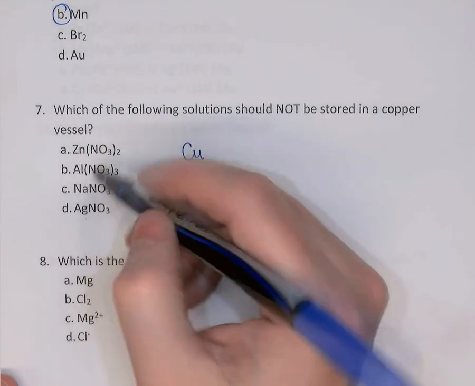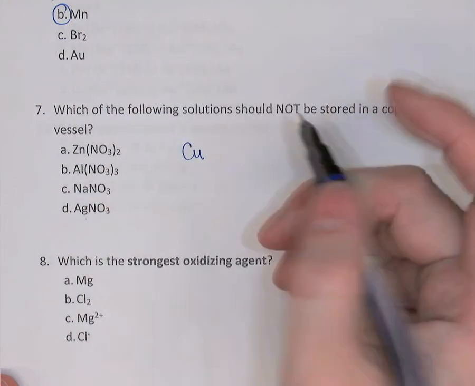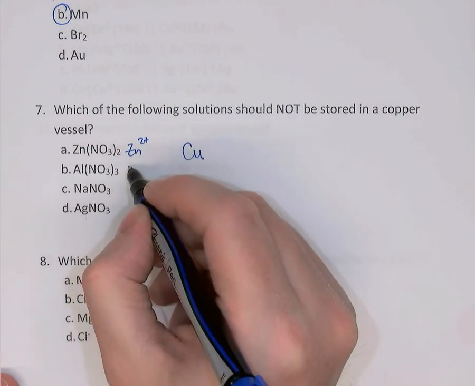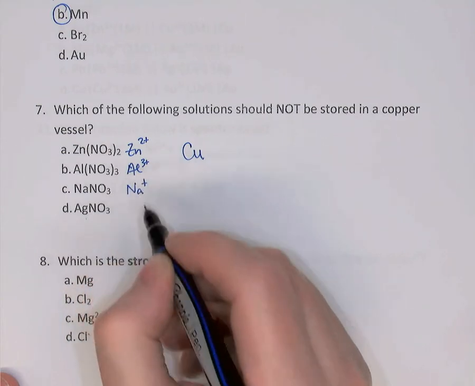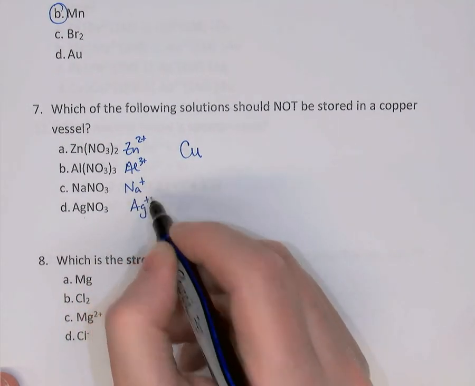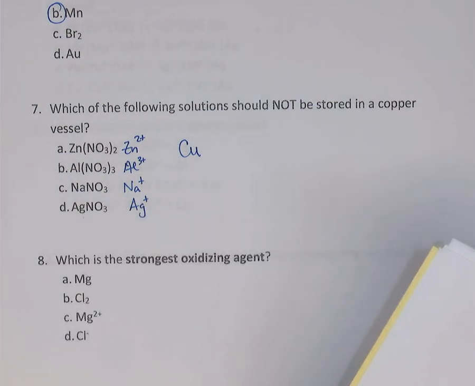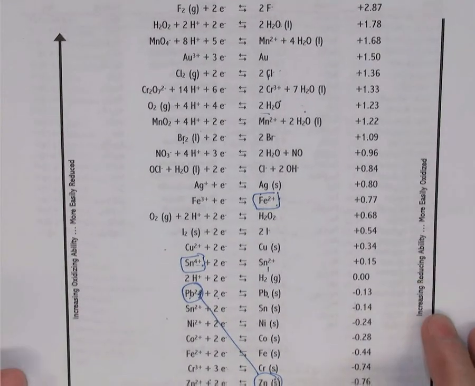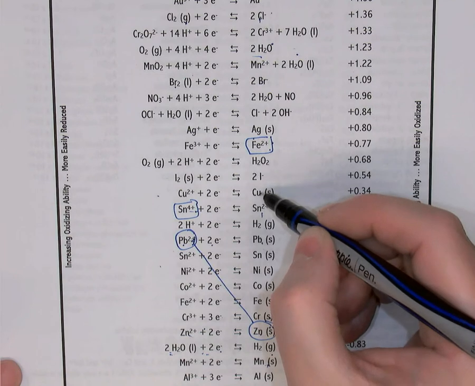Looking at these solutions, they all contain nitrates, so we'll assume the nitrate is not an important part of this. The first one contains Zn2+, the second one contains Al3+, the third one contains Na+, and then Ag+. So we're wondering which of these would we not want to store in our copper vessel. It would be the one that would react with copper. So looking at our choices, we find copper. Copper on this chart is right here. It's in the middle of the chart on the right-hand side.